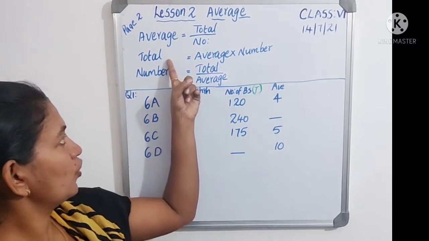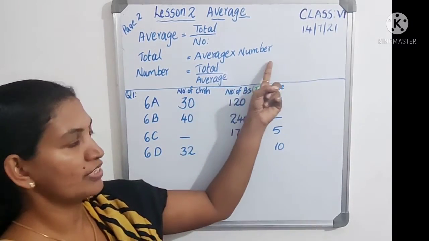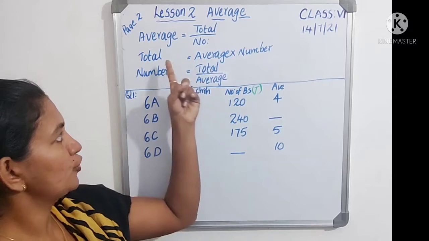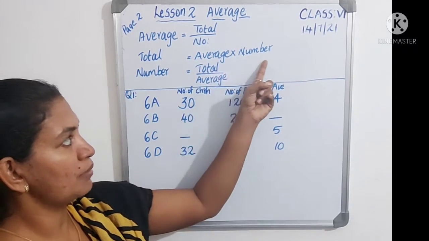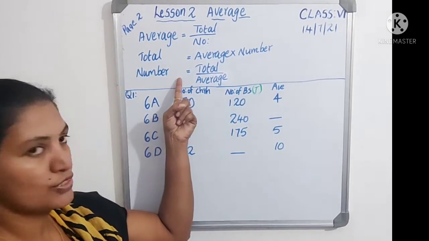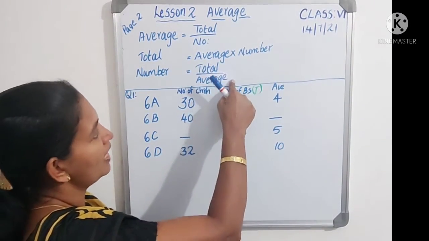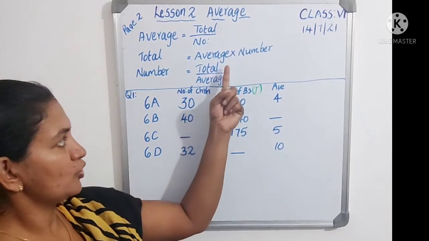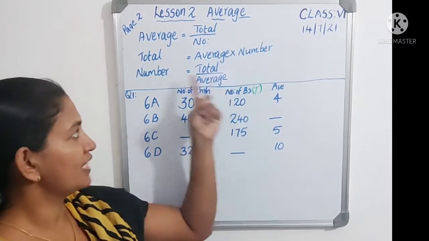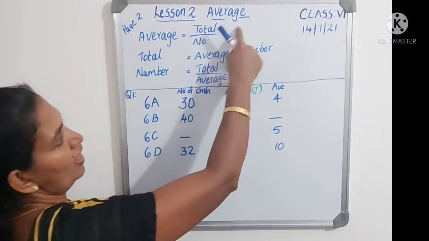The second formula, which we studied in the last class, is total is equal to average into number. Suppose the average and number are given, then we can find the total. The next formula is number is equal to total divided by average. Suppose the total and average are given, we can find the number. So now we have three formulas.